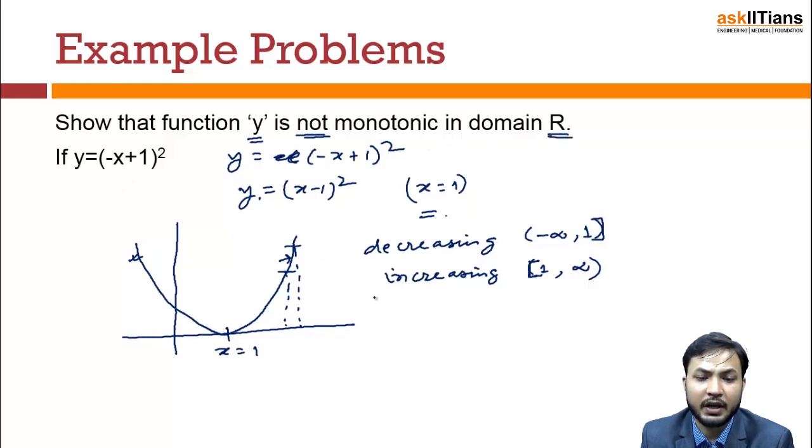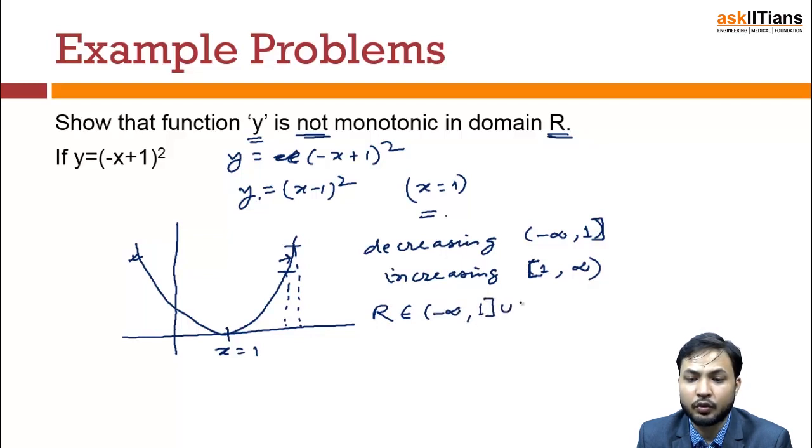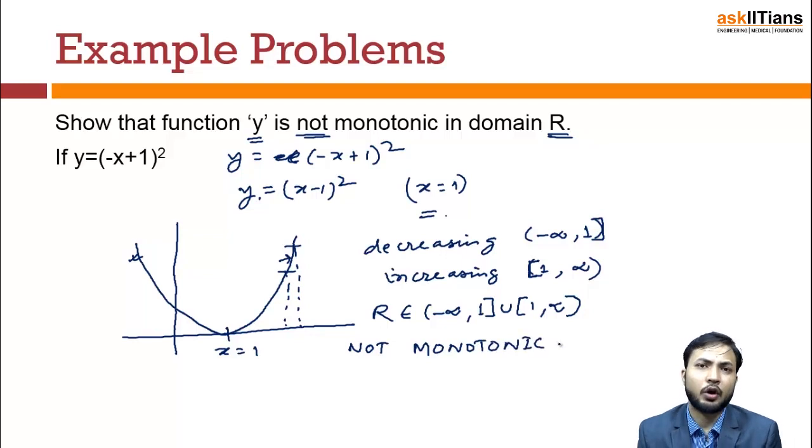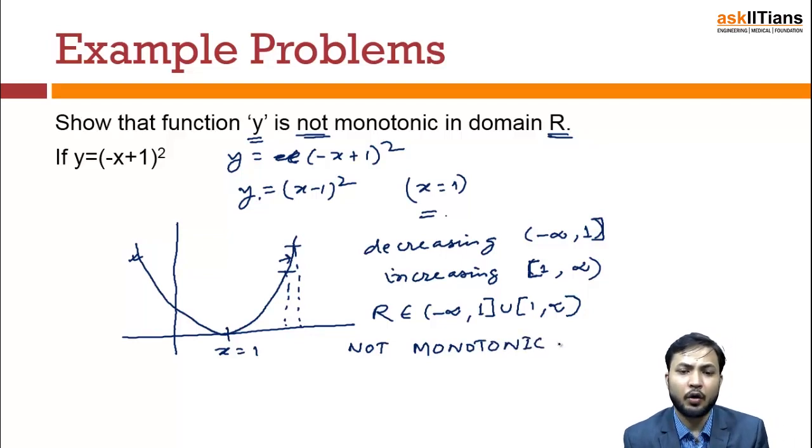So first what I do is I define its domain. Now this domain R will belong to minus infinity comma 1 union 1 comma infinity. So in this domain it is not monotonic. So you see, based on everything that we have learned, this is how we need to first figure out the domain, whether or not my equation follows the rules of the monotonic functions or not.